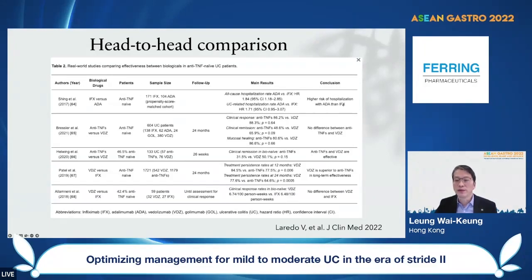Although infliximab seems to be better than adalimumab in preventing hospitalizations, other than that, apart from randomized controlled studies, most of the real-world studies cannot show which one is actually better.